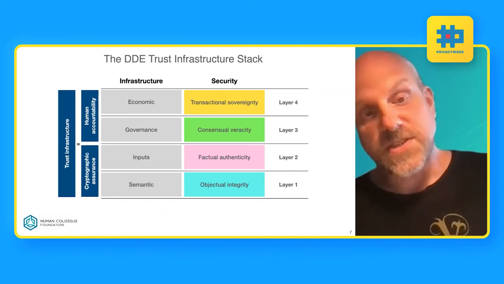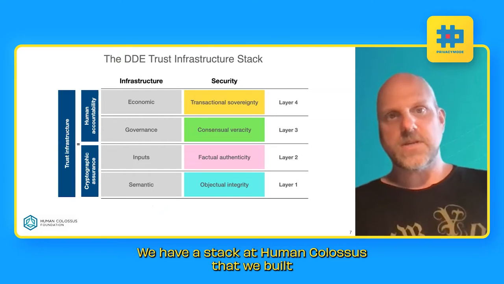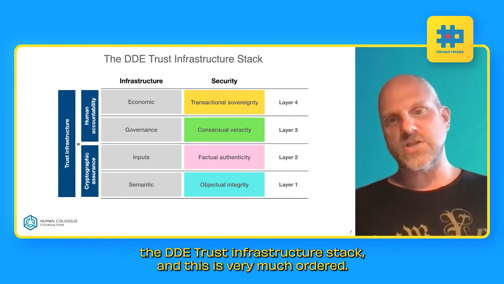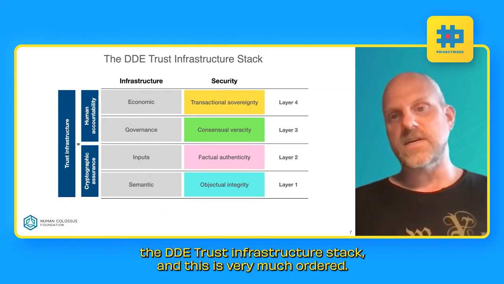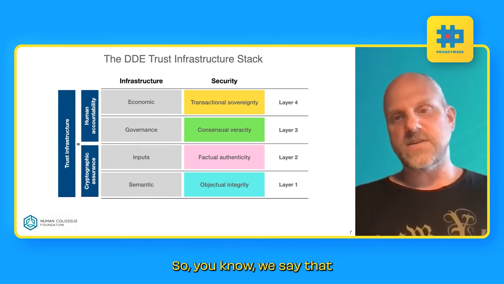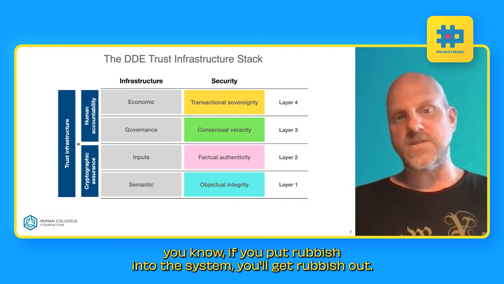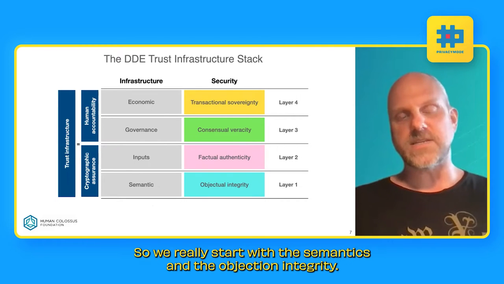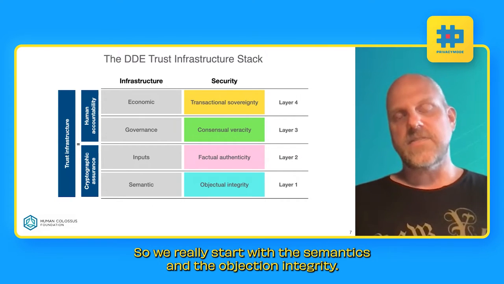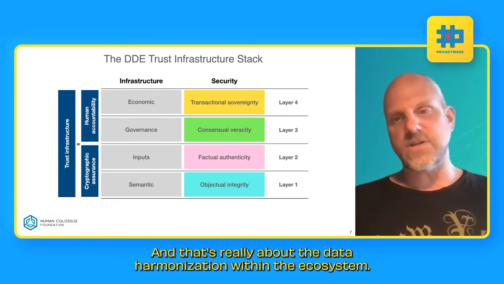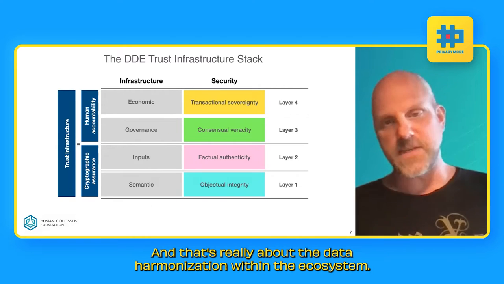We have a stack at Human Colossus that we built, the DDE Trust Infrastructure Stack, and this is very much ordered. We say that if you put rubbish into the system, you'll get rubbish out. So we really start with the semantics and the objectual integrity, and that's really about the data harmonization within the ecosystem.